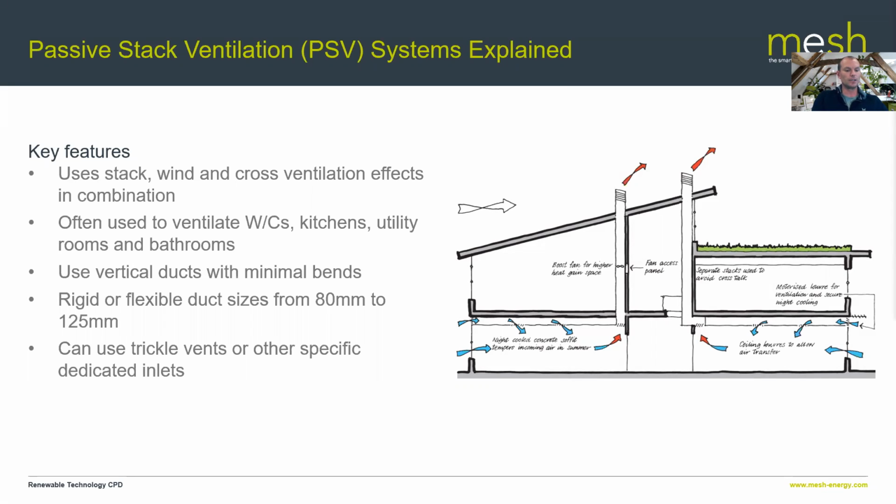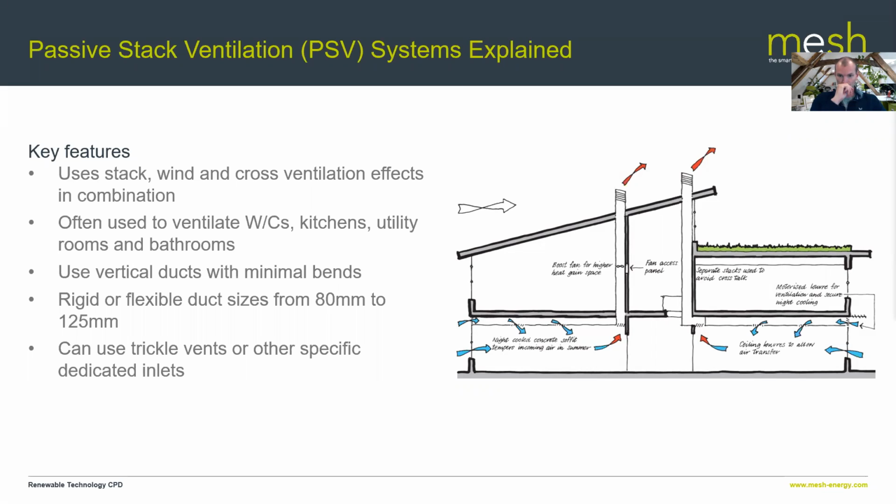So, passive stack ventilation is a culmination of that, and is a very well-known industry title. And it's often used in most cases to ventilate places where you've got stale, dirty, smelly air, stuff like WCs, kitchens, utility rooms, and bathrooms. That's typically what it's used for, but it can be used to ventilate other rooms as well.